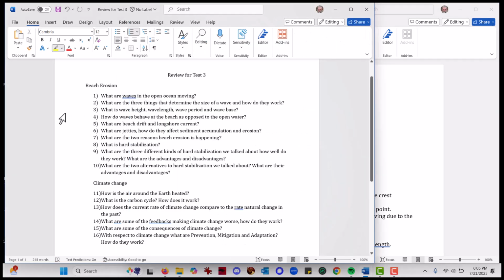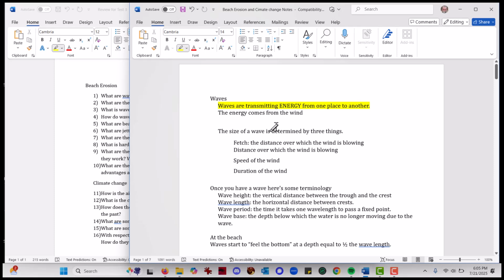Which kind of sets us up for question number two, which is what are the three things that determine the size of a wave and how do they work? And those are right here. By the way, I had to add duration of the wind to the notes. I apologize. Somehow those did not make it into the notes.